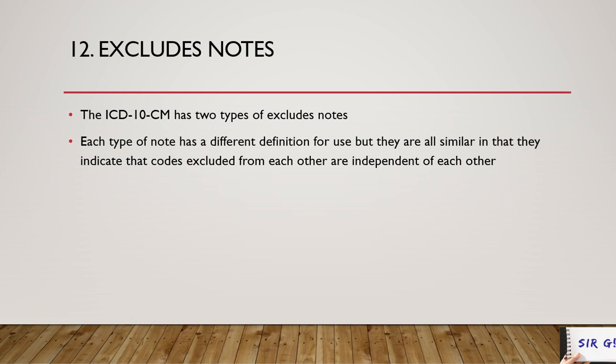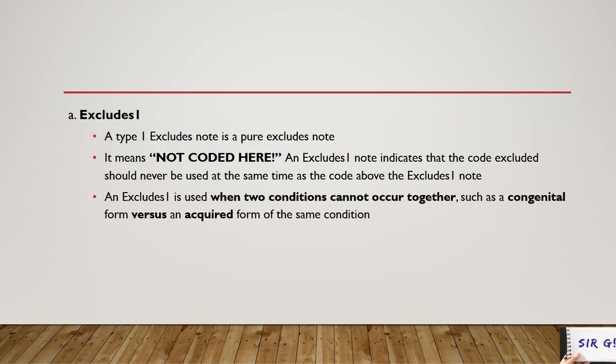So when you go to your ICD-10 and go to excludes notes, you may see there 010 or 0010. So they are excluded, meaning they are independent, or they cannot be coded together. Or it depends, as we go to the discussion about the two types of excludes. Excludes 1, a type 1 excludes note, is purely an excludes note, or they can never be coded together.